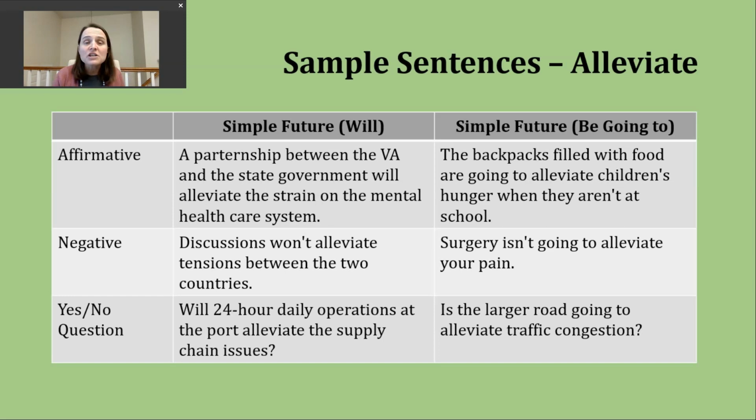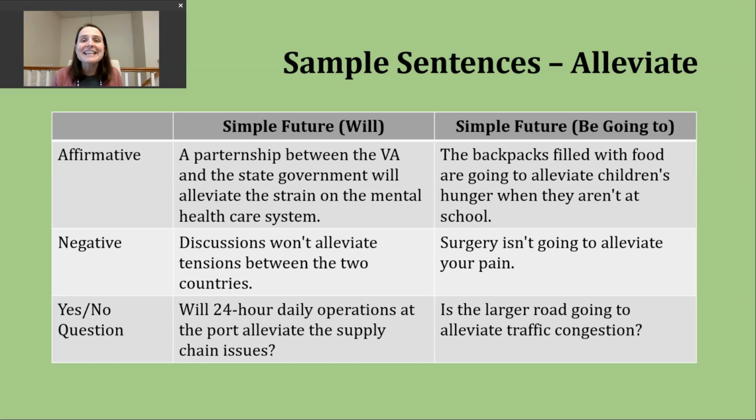Will is often used for quick decisions, right? So not something you've thought about for a long time where you've made a plan, right? When you've made a plan, we tend to use be going to explain or show that we have thought this through. Many times we'll use will if we're making a promise, an offer as well. Those are our other common situations.